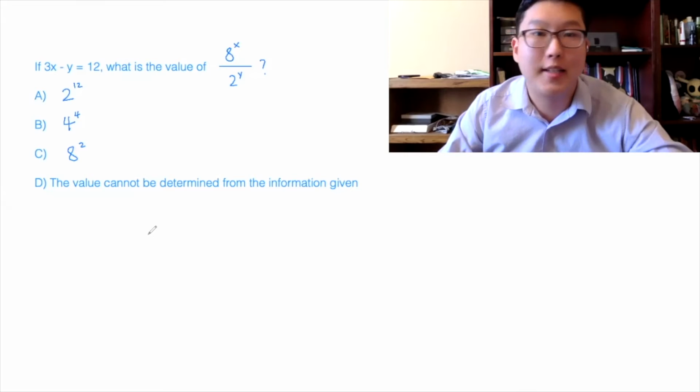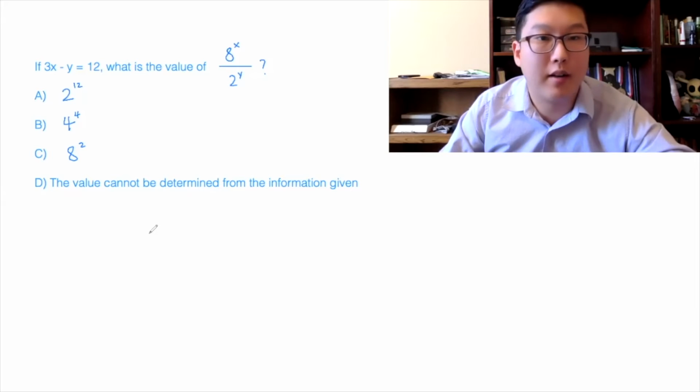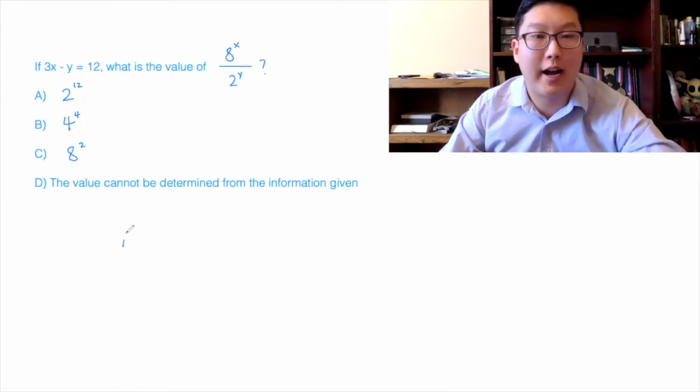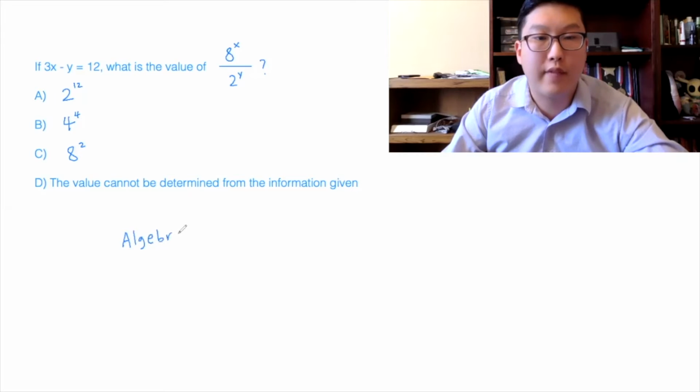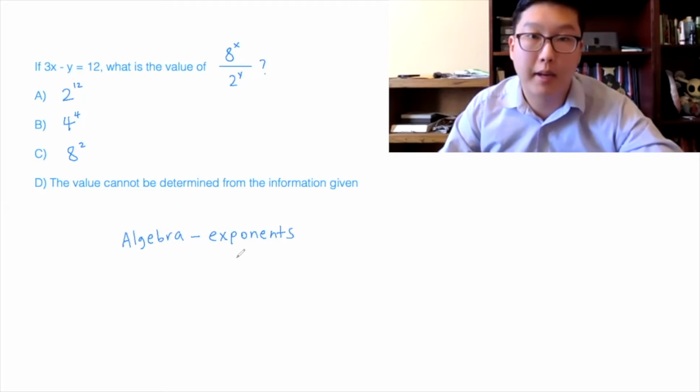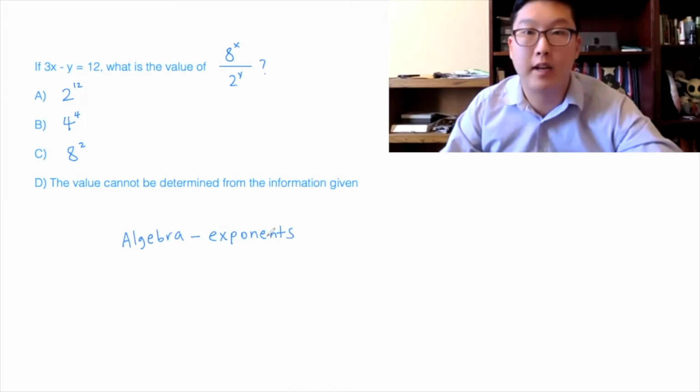The question reads, if 3x minus y equals 12, what is the value of 8 to the power of x over 2 to the power of y? Right away, I can tell this is an algebra question because I see an equation given. In the fraction, I also see exponents, so this will more specifically be a question about exponents. And I know that there are special rules that help me solve exponents questions. When I identify the topic like this, that helps make my problem solving a lot more efficient and focused.